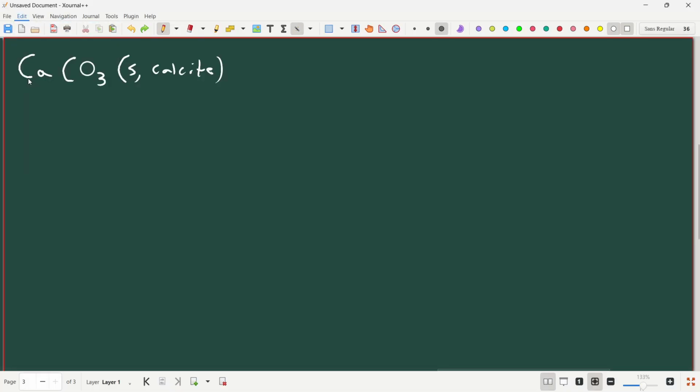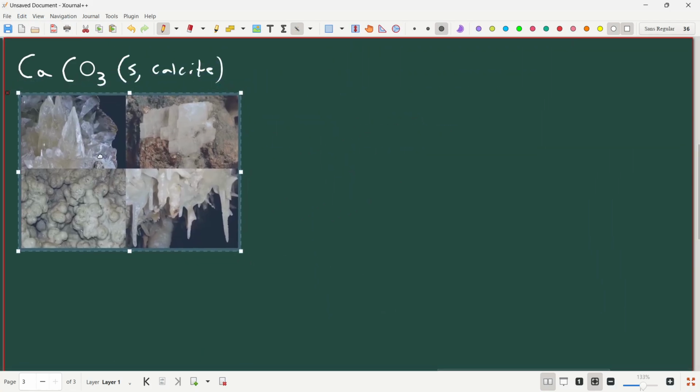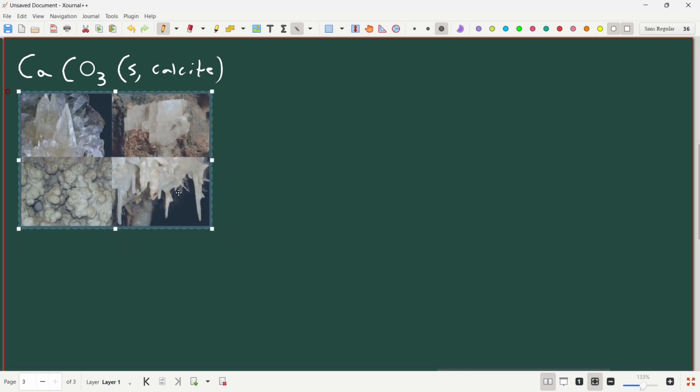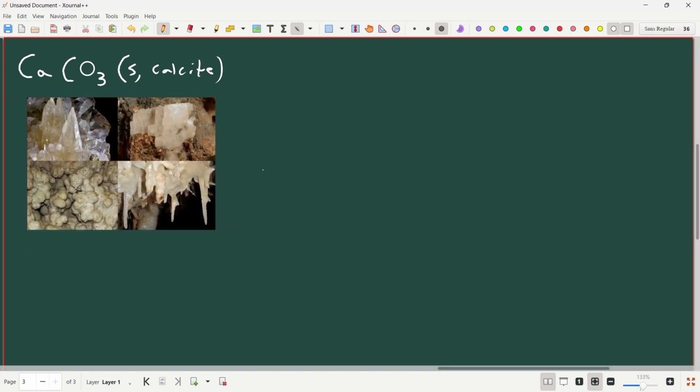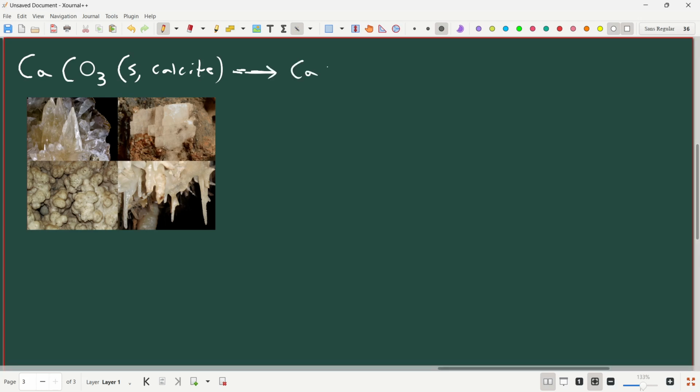Different types of calcite, but is calcite all the same? They have roughly the same structure. You know, the stalactites and stalagmites and all that. That's mostly calcite and lime. And then I'm going to look at the reaction to convert it to a different allotrope of calcium carbonate. There's a different form of solid called aragonite.